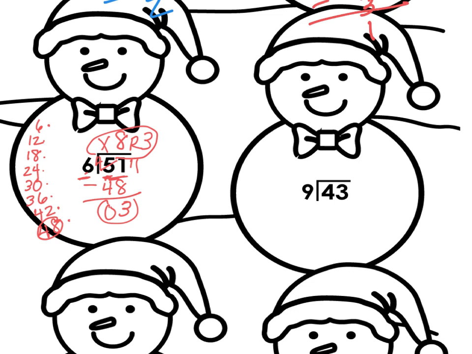Okay, all right, so we have 43 divided by 9. So how many 9s can I fit into 4? Well, 9 is bigger than 4, isn't it? So you can't fit any in there. So you're going to do your X.